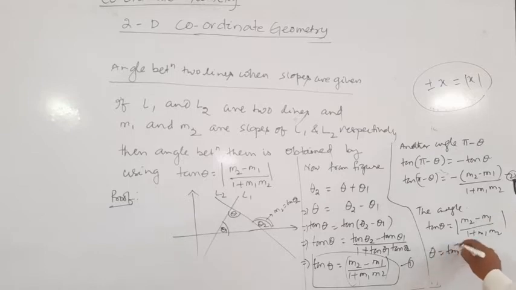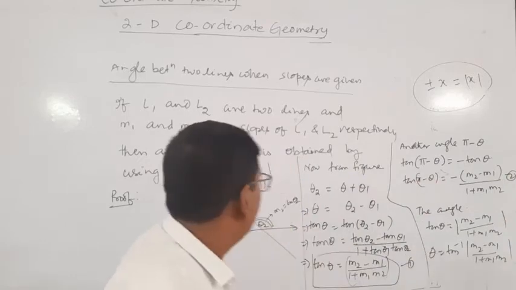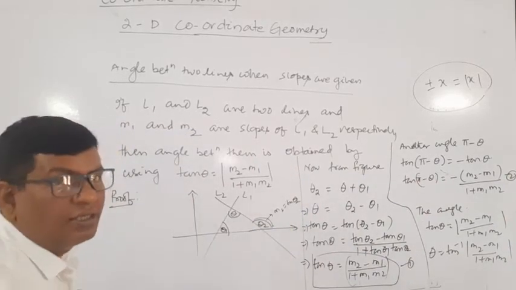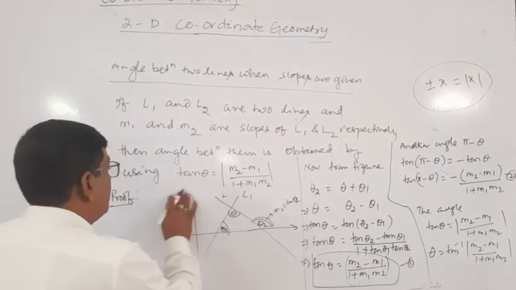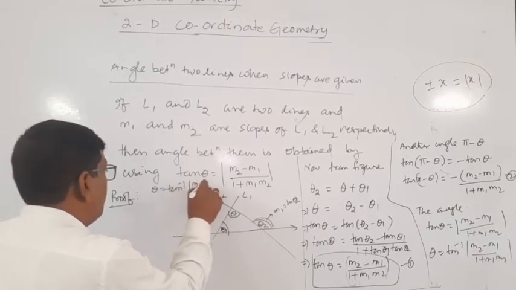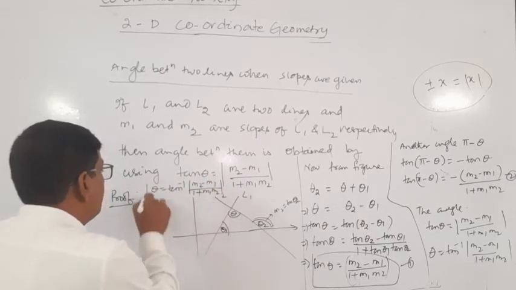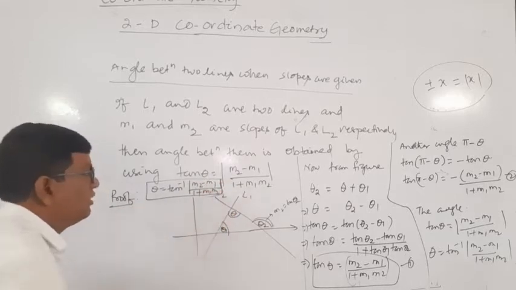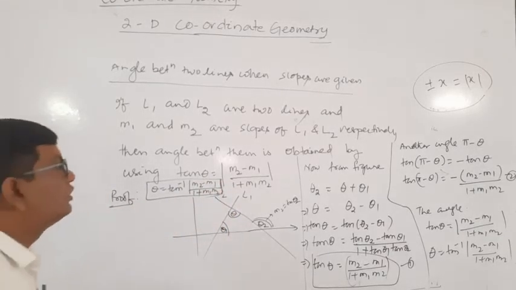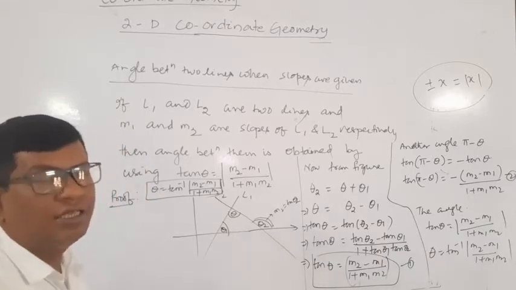Now theta is equal to tan inverse of m2 minus m1 divided by 1 plus m1 into m2. If tan theta is equal to this, then theta will be tan inverse of mod of m2 minus m1 divided by 1 plus m1 m2. This is the formula to find the angle between two lines. Okay, now find the angle between two lines if slopes are given.